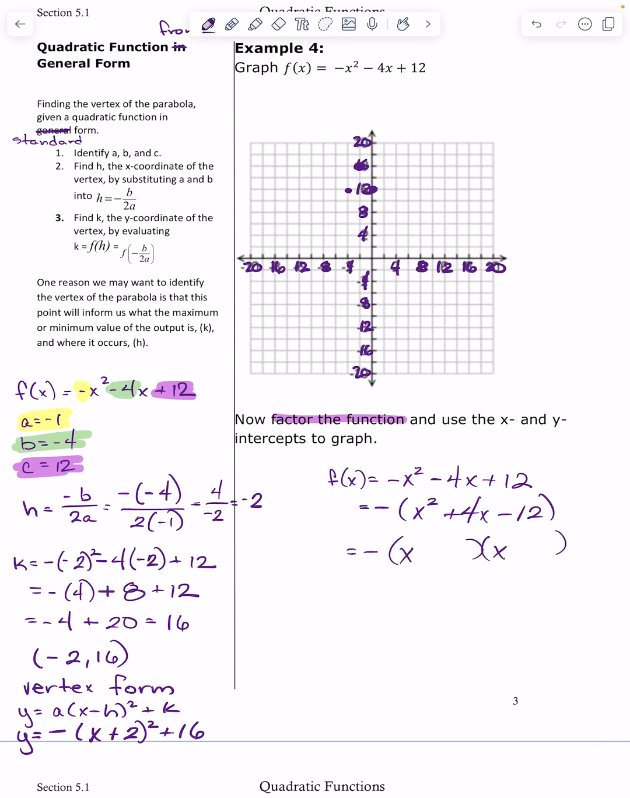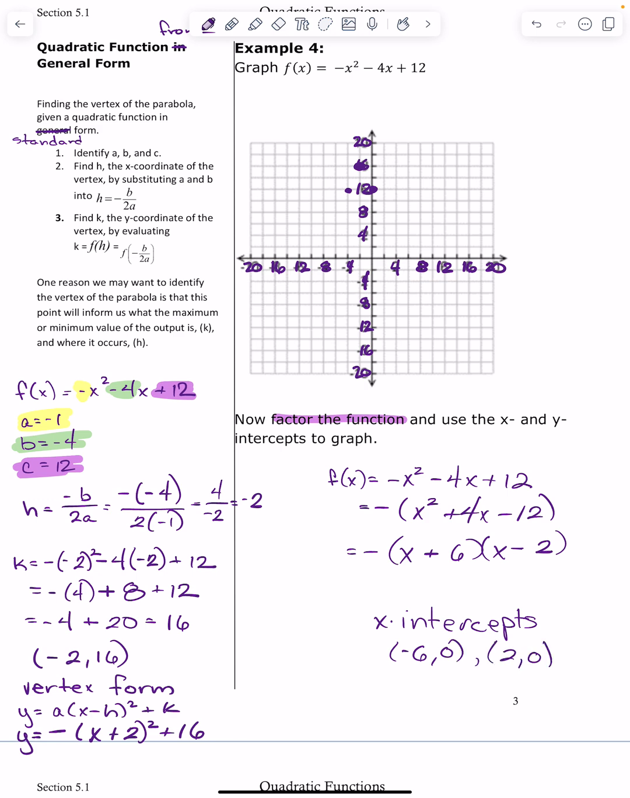I got x times x. 6 and 2 will multiply to give me 12 and are 4 apart. But I want a +6 and a -2, so they add to give me +4. Okay. So I've got the negative out front. This should open down. We already have that happening. I should have x-intercepts at -6, 0 and at 2, 0.